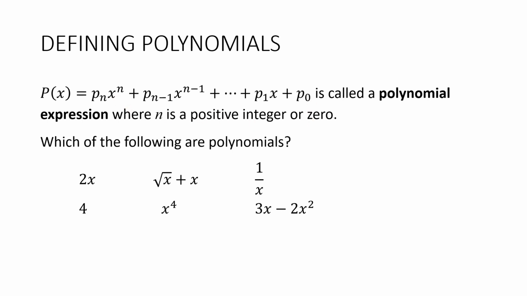So which of the following are polynomials? Here we have 2x to the power of 1, so that one is okay. This one is not okay. Do you know why? This is x to the power of a half. That's not an integer. And this one's not okay either. This is x to the power of negative 1. That's not a positive integer. This one's okay, this one's okay. What about this one here? This is 4x to the power of 0, which is fine. So these 4 are polynomials.